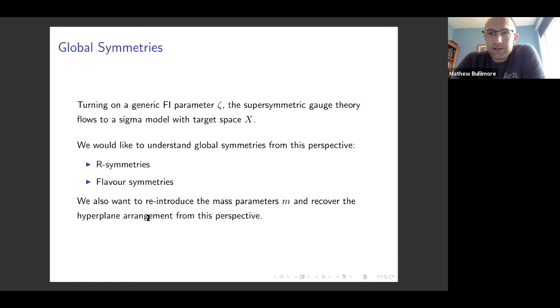And another thing we'd like to do is to reintroduce the mass parameters. And when I do that, I should recover the isolated vacua I had before, and these nice hyperplane arrangements in the space of mass parameters. I'd like to see how I can recover those and think about them from the sigma model point of view.